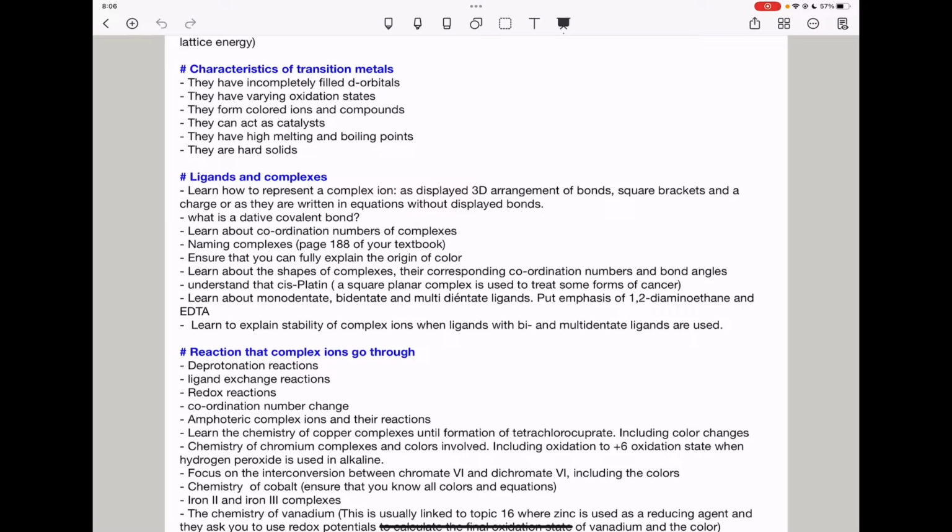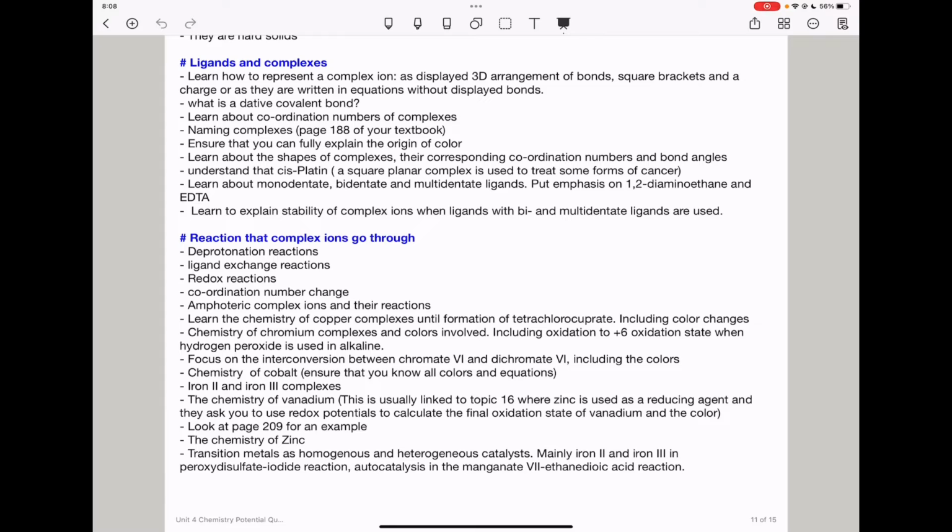You need to learn about shapes of complexes and their corresponding coordination numbers, as well as bond angles. Of course, this comes as well. You need to understand that cisplatin is a square planar complex and it's used to treat some forms of cancer. You need to learn about monodentate, bidentate, and multidentate ligands and put emphasis on 1,2-diaminoethane as well as EDTA.